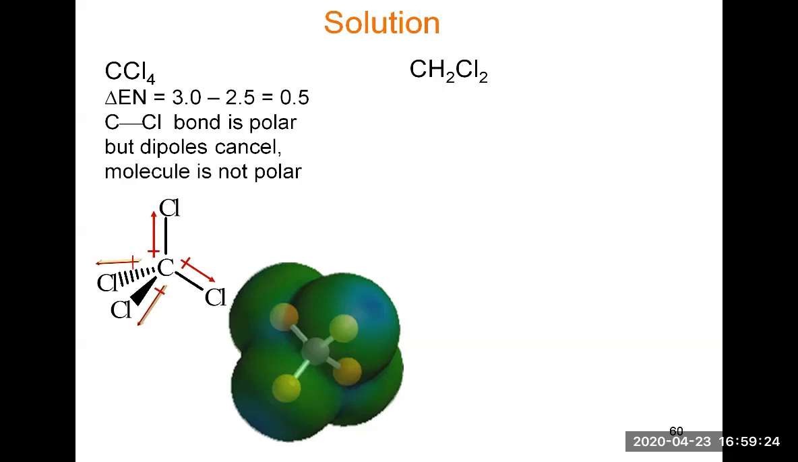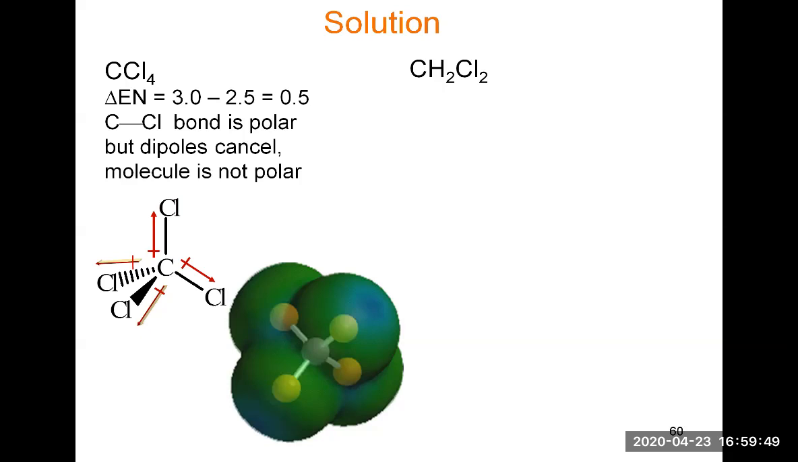This shows the electron density around the molecule. When it's green, it means it's neutral. The molecule overall is nonpolar, which means neutral. The color green is for neutral. Now let's look at CH2Cl2.